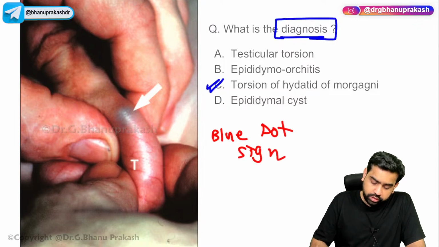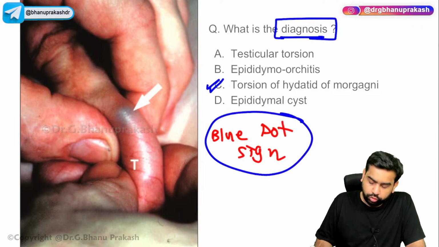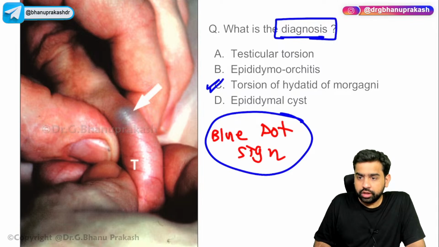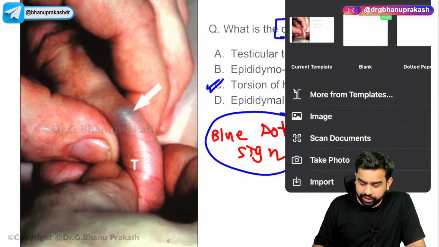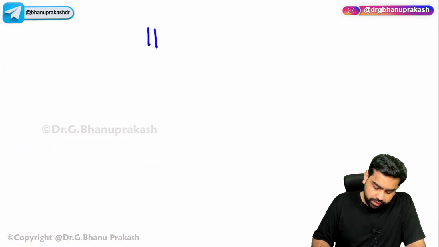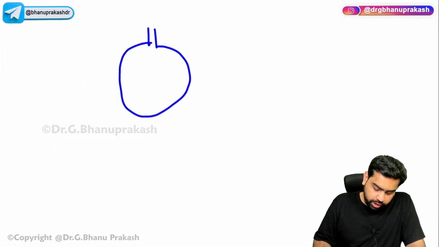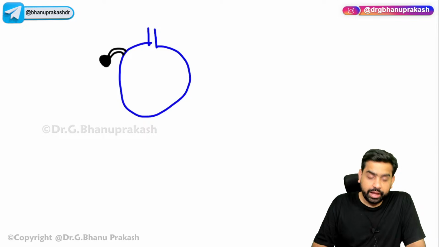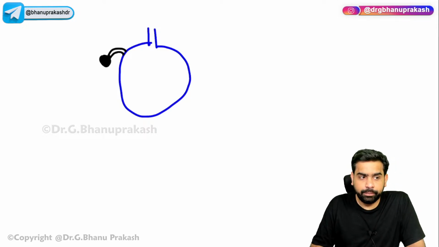So what is torsion of the hydatid of Morgagni? I'll talk to you about this. What you need to understand is that we have the testes, and we have something called an appendix of the testes. Let's assume this is a testis. We have this appendix of the testes, which is a pedunculated structure. This is an embryological remnant present on the testes.